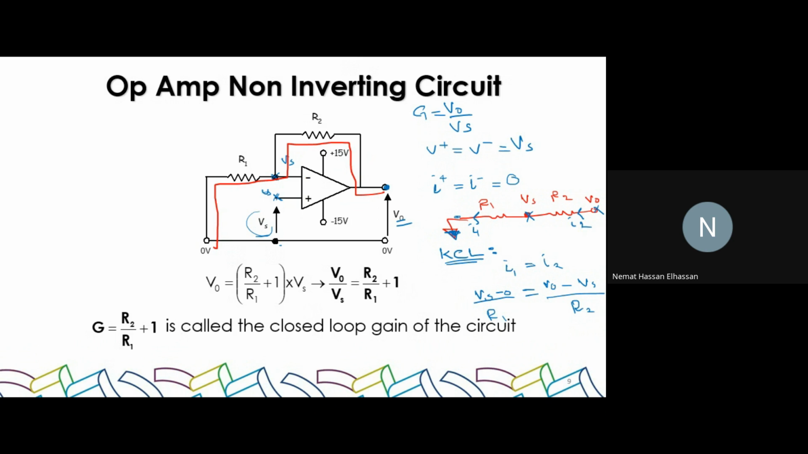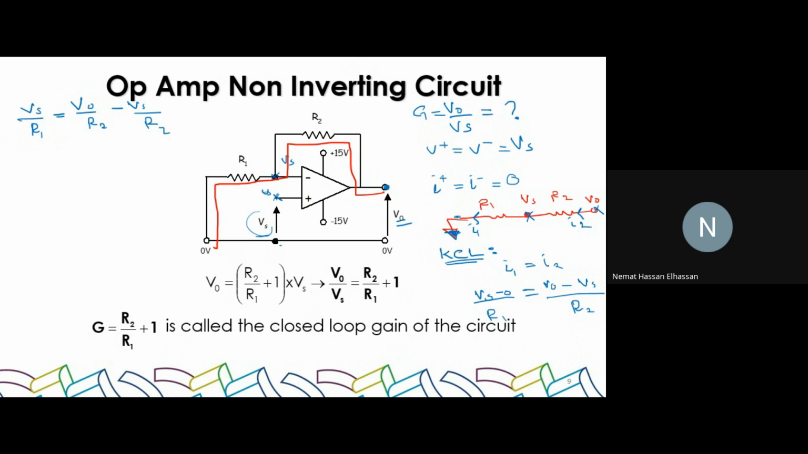Okay, so let's rewrite it here. VS minus 0 over R1 is equal to VS over R1, equals V out over R2 minus VS over R2, right? Remember, we want to get to the answer to this ratio.